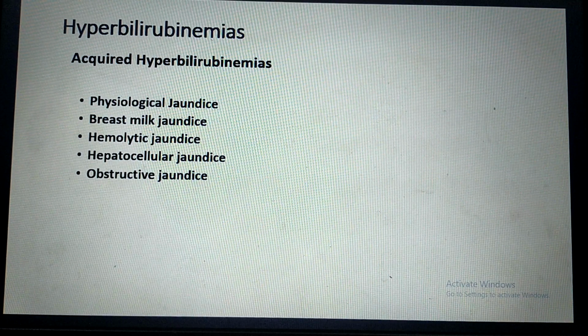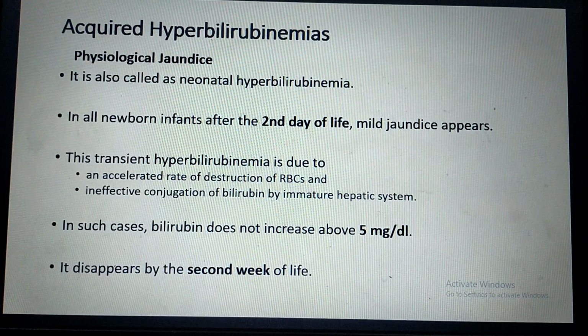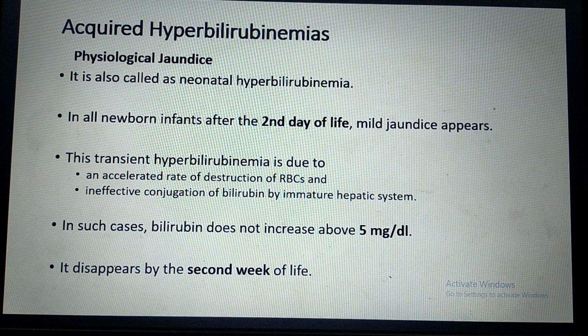After completing congenital types of hyperbilirubinemia, we will come to acquired types. There are 5 types of acquired hyperbilirubinemias: physiological jaundice, breast milk jaundice, hemolytic jaundice, hepatocellular jaundice and obstructive jaundice. First is physiological jaundice. It is also called neonatal hyperbilirubinemia. It is seen in all newborn infants.